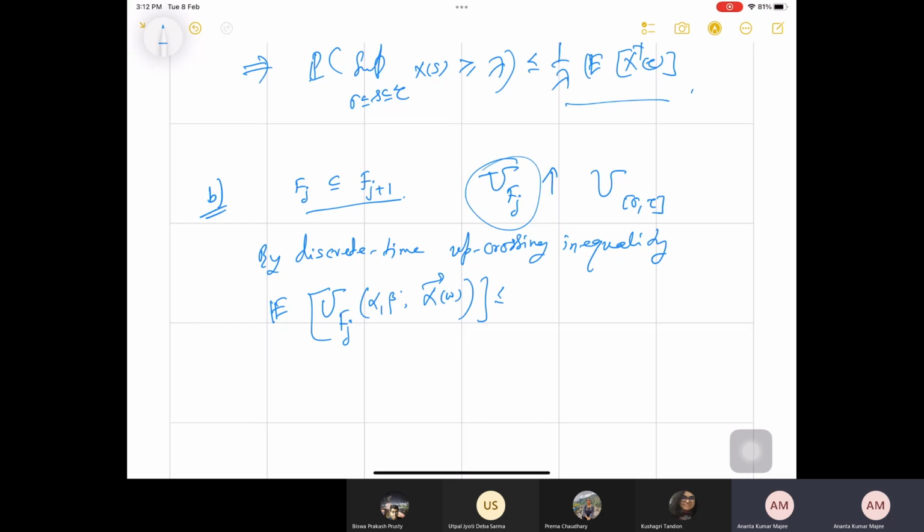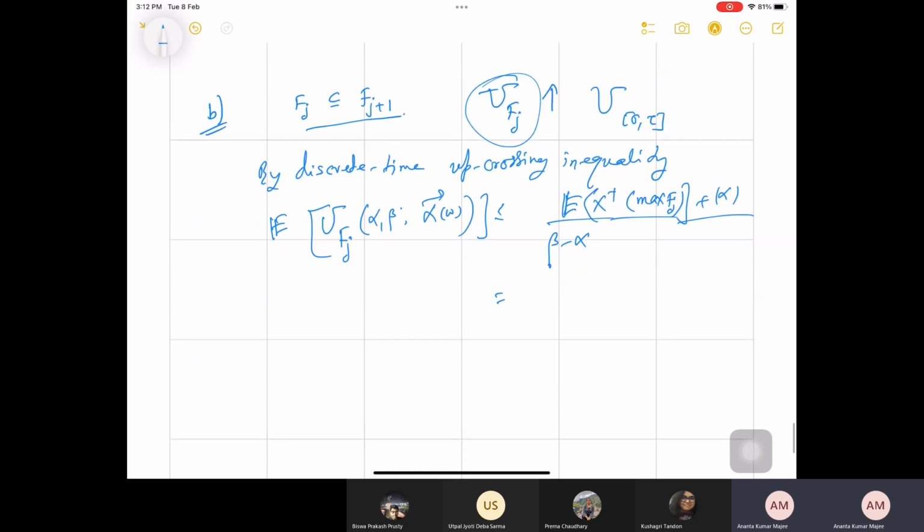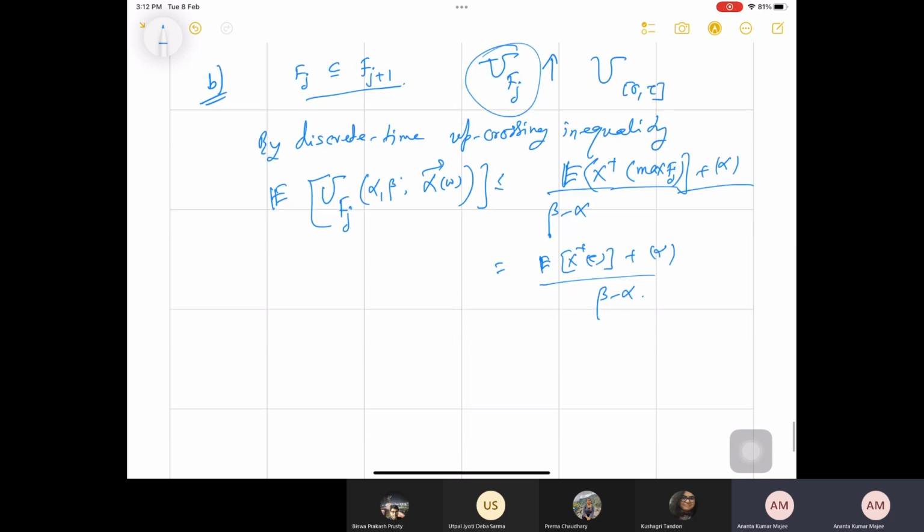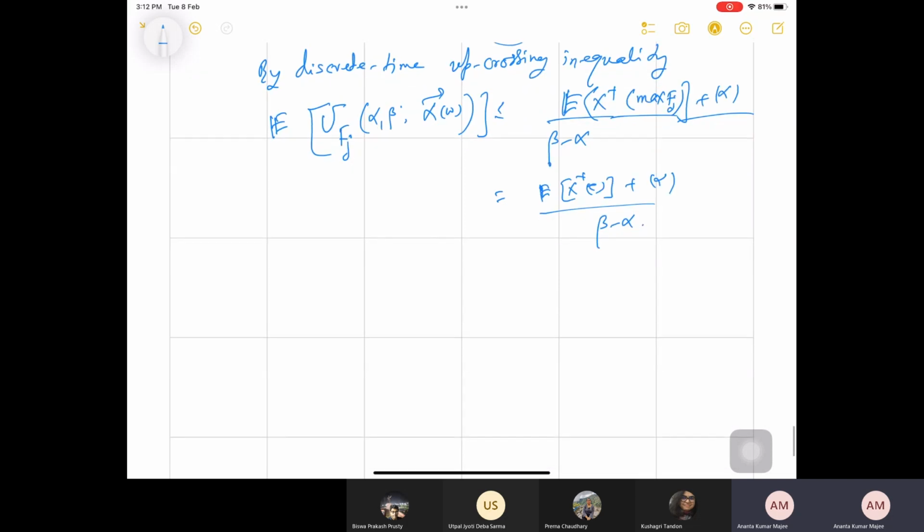And what we have is that the expectation of U of F_j over [alpha, beta] restricted on these things is less than or equal to 1 by beta minus alpha times the expectation of X plus at the maximum point, which we always have, so the maximum over F_j, plus mod alpha. Each F_j contains the right end point, which is my tau. So this is the expectation of X plus of tau plus mod alpha, divided by beta minus alpha. Okay, so now what can we consider?